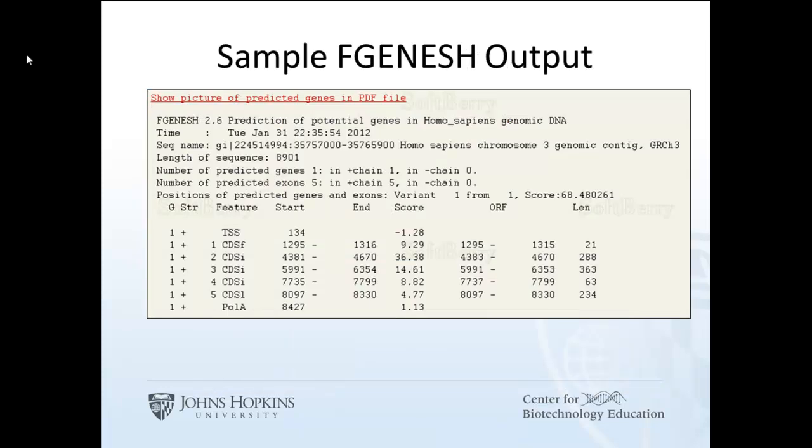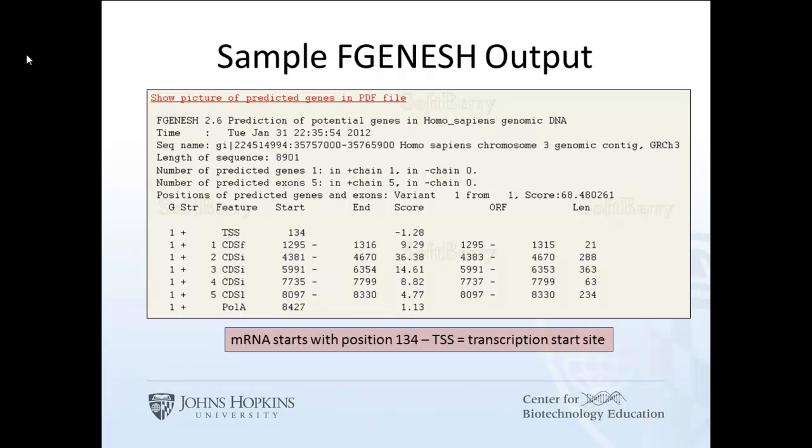Here is an output from FGENESH of a different gene. TSS stands for transcription start site, so the mRNA begins at position 134. There are 5 exons predicted. CDSF is for first, the CDSI regions are for internal exons, and CDSL is for last exon.